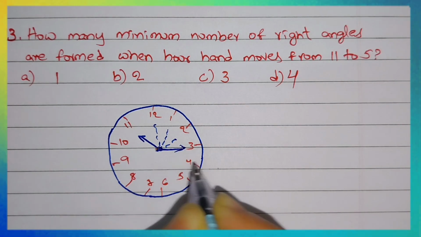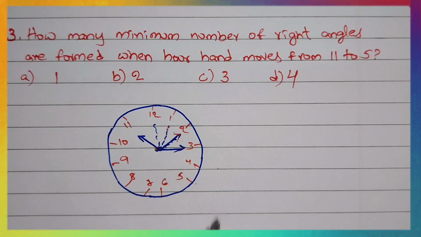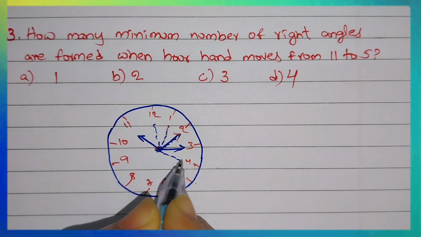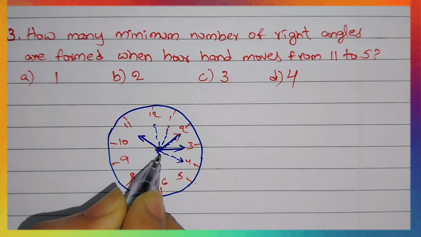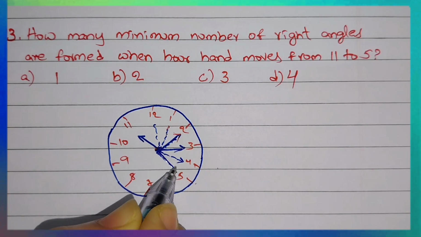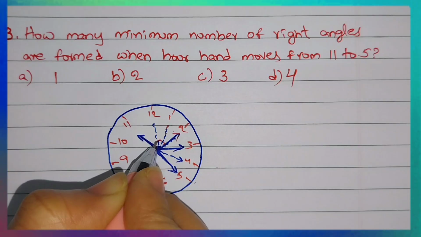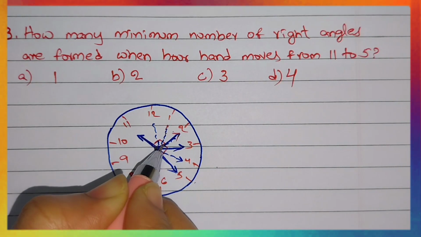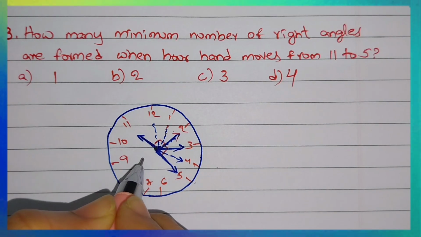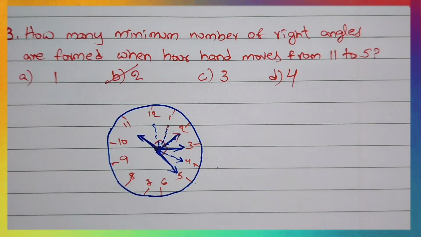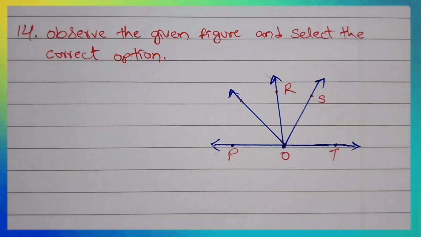11 to 2 forms a right angle. Next, 11 to 3 is an obtuse angle. Next, 11 to 4 will also be an obtuse angle. Next, 2 to 5 again forms a right angle. So in this we got two right angles. There are two right angles formed when the hand moves from 11 to 5. The option B is correct.